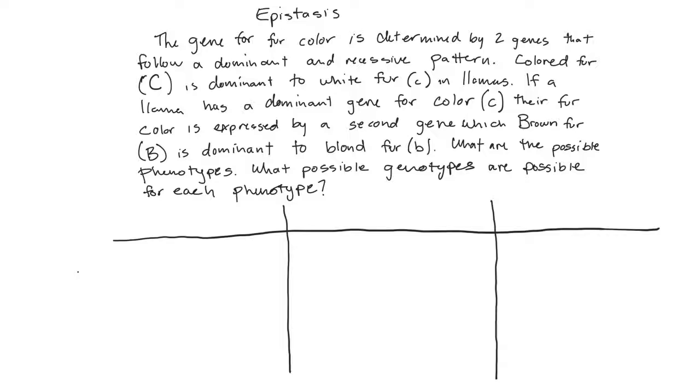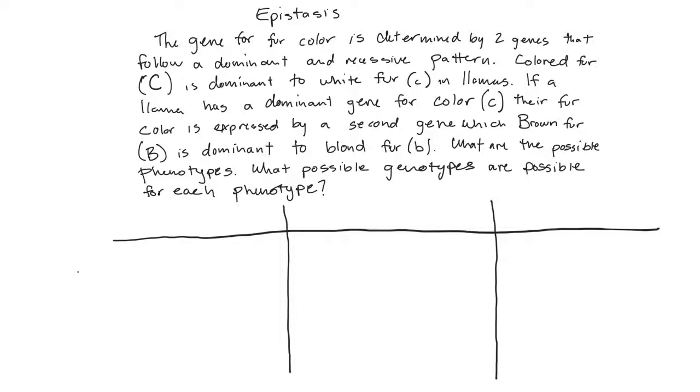All right, epistasis. This is another kind of complicated inheritance pattern where we have two genes which interact to give a phenotype. Okay, so I'm going to give you an example one. We're going to walk through it. The fur color is determined by two genes that follow a dominant and recessive pattern. Colored fur, which is a capital C, is dominant to white fur in llamas. I just picked an animal. I don't know if this is true for llamas.